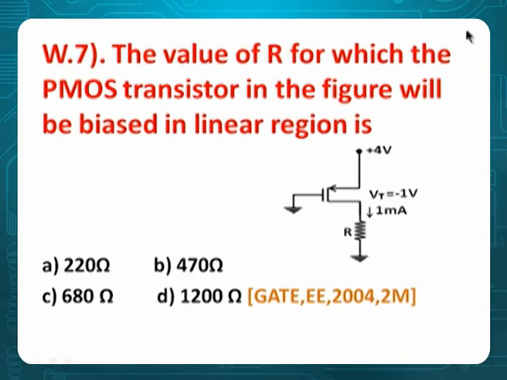Problem 7. The value of R for which the PMOS transistor in the figure will be biased in the linear region. The threshold is 1 volt, the current is 1 milliampere, and this value we have to calculate. This is also given for EEE students, and don't think electronics is not important for EEE. You can see the question now, and let us see what the option is.